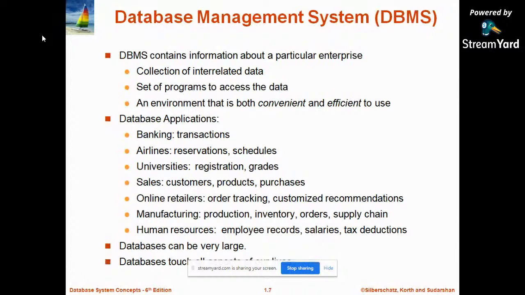that you have a collection of data and you need a certain manager who is going to manage your data. So you can say that the DBMS is a collection of interrelated data and a set of programs which are going to manage that data. At the same time, an environment is required for convenient and efficient use. So the combination of these three is DBMS. Different applications can be generated on the database, like banking, airline, universities, sales, and so on.